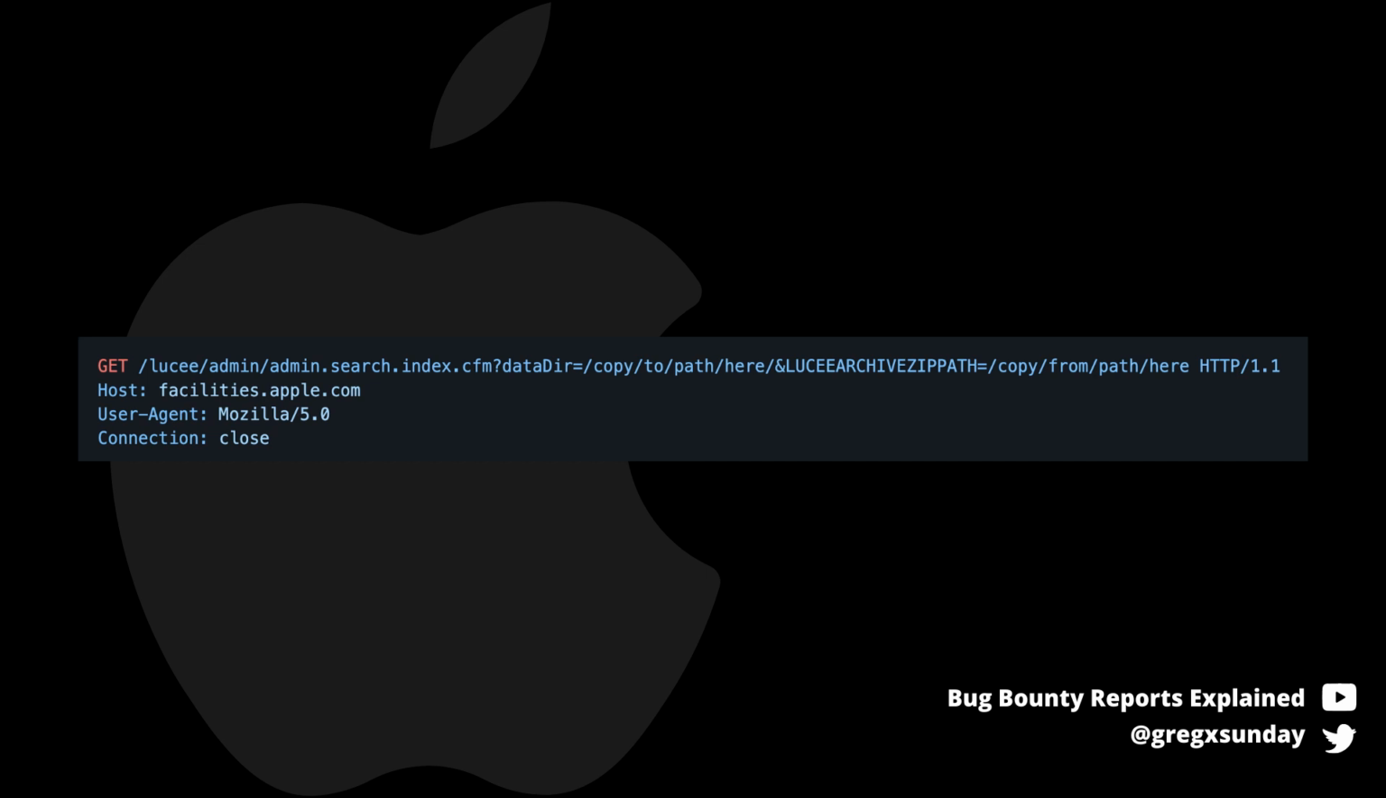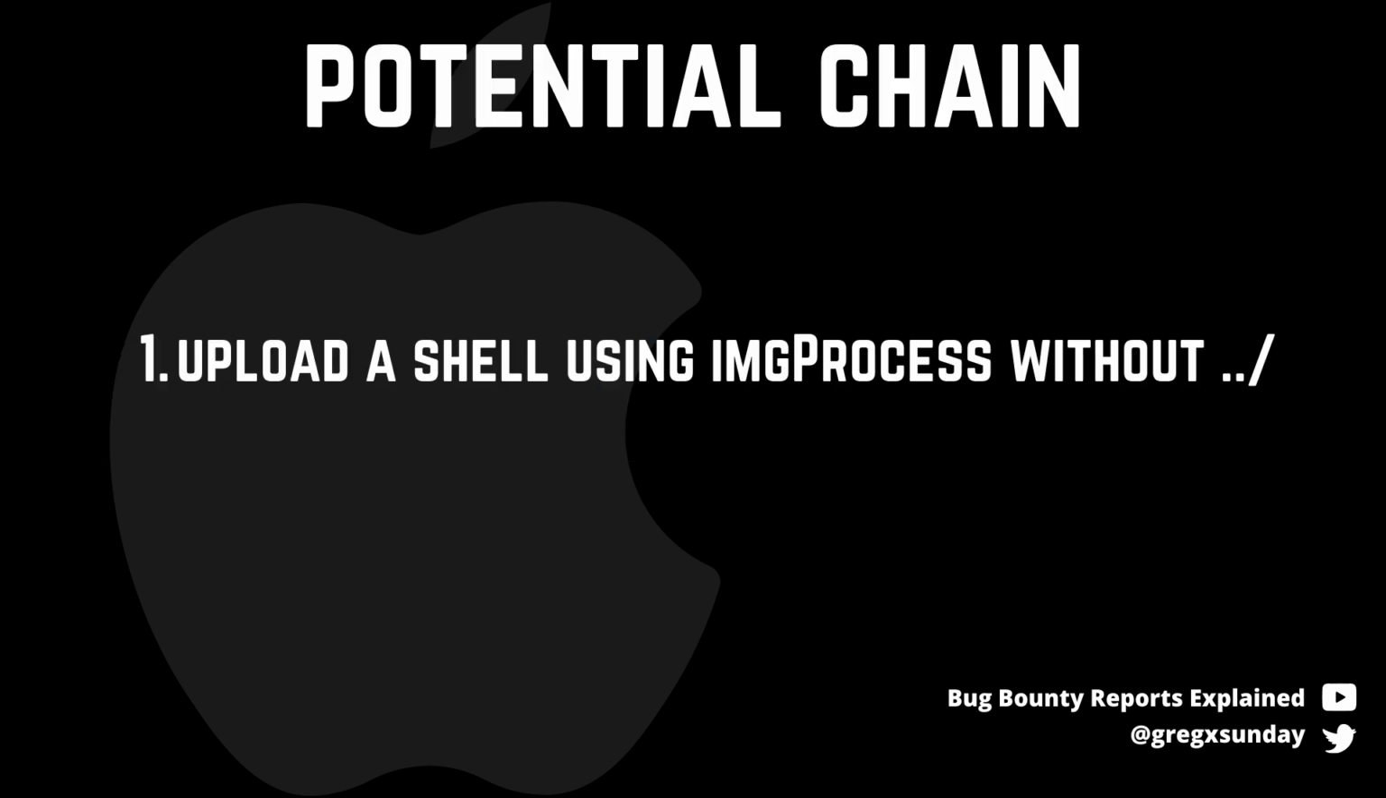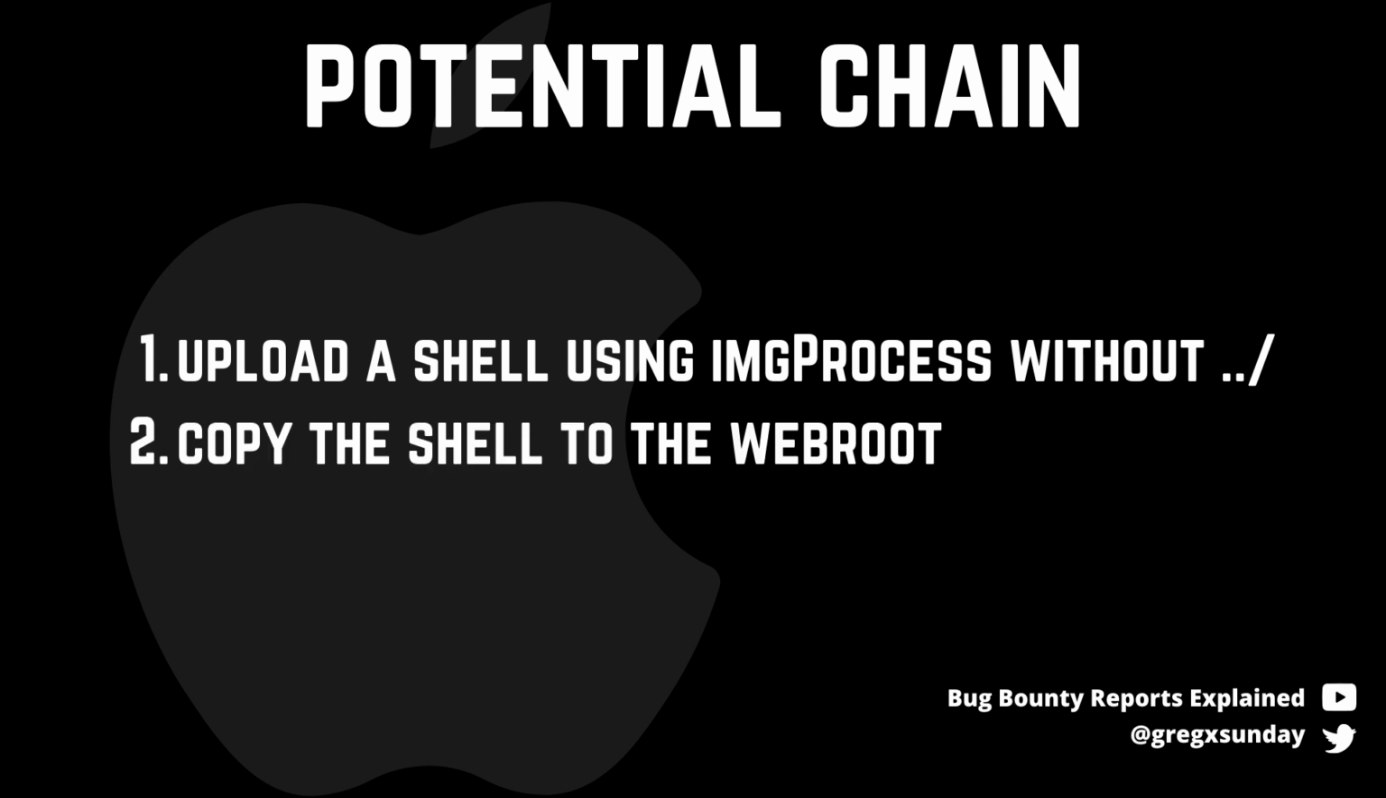They found the admin index search CFM file, which seemed to copy files from one location to another. This could be chained with the emgprocess. In the first step, you would upload a shell using emgprocess to a safe directory without path traversal. Then, in the second step, you would copy this file inside the web root. Using absolute paths would allow avoiding .. characters. But it turned out it wasn't a normal copy. It didn't even copy the file contents.